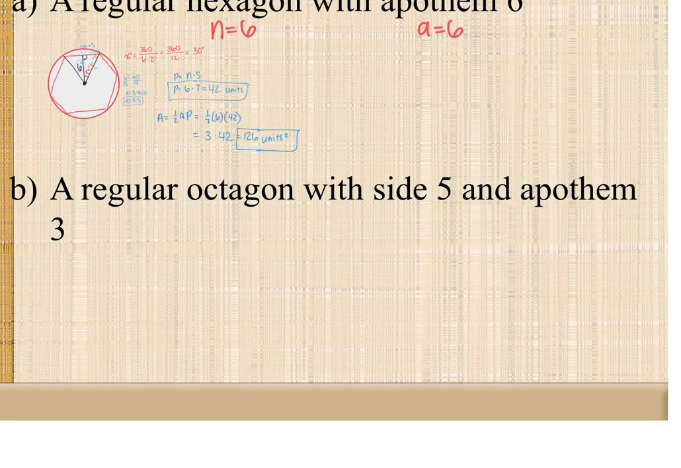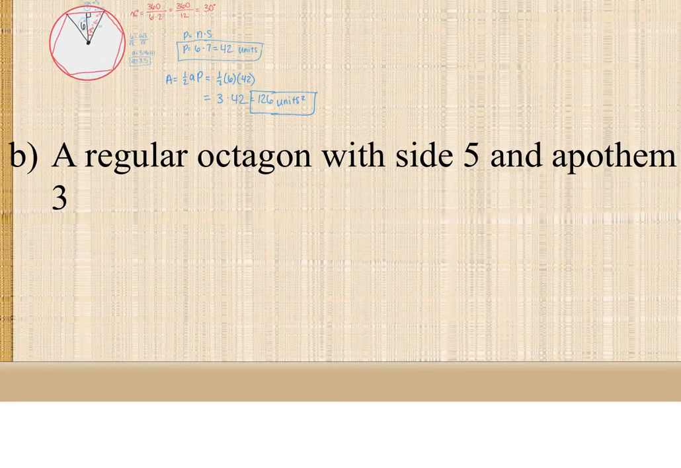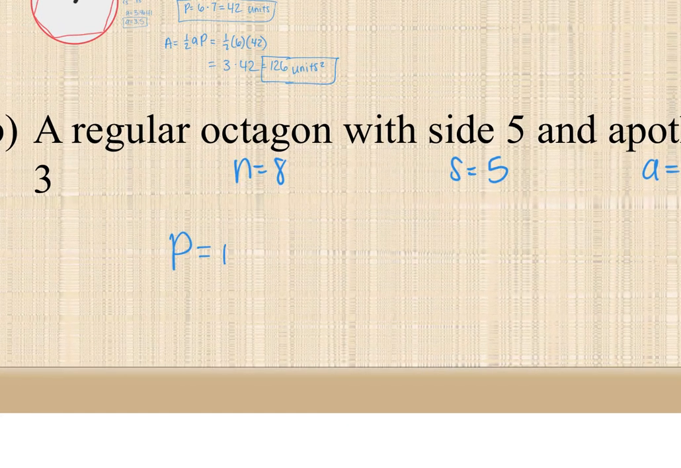Another octagon with side 5 and apothem 3, okay? How many sides is an octagon? 8. So n equals 8. S equals 5. And apothem was 3. Do we need to draw a picture for this one? No, because we're given all the information. So the perimeter is going to be what? 5 times 8. The n times the s. So perimeter is going to be 8 times 5, which will be 40. That's just units.